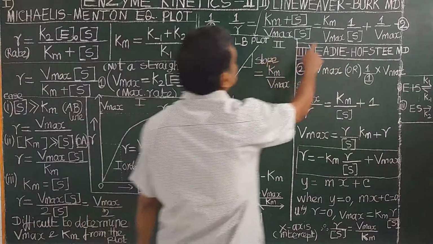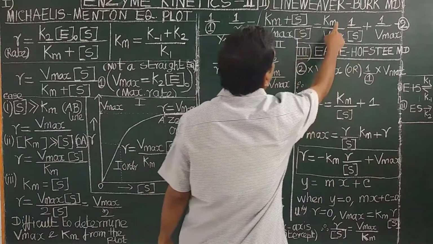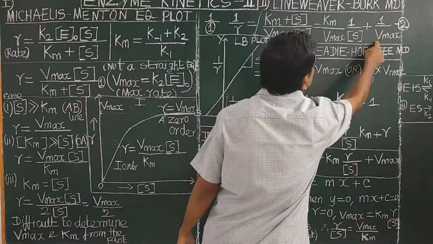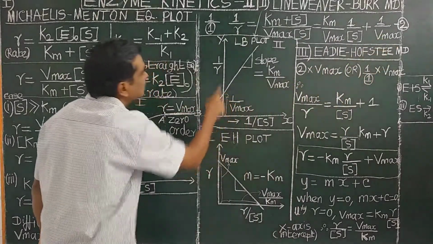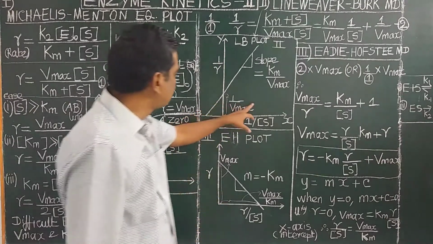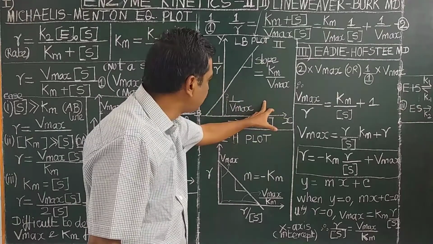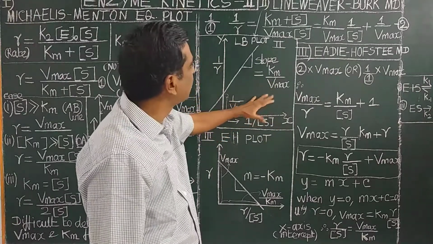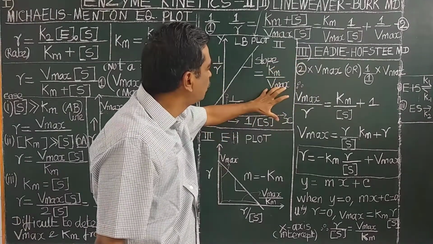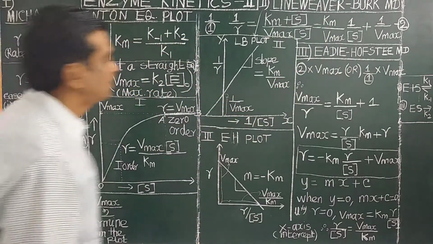Now, a straight line is obtained with the slope equal to Km by Vmax, and 1 by Vmax is the y-axis intercept. From the y-axis intercept, on taking the reciprocal, Vmax is obtained. Once Vmax is obtained, you substitute it in the slope, then you will get the Km value, the Michaelis-Menten constant.